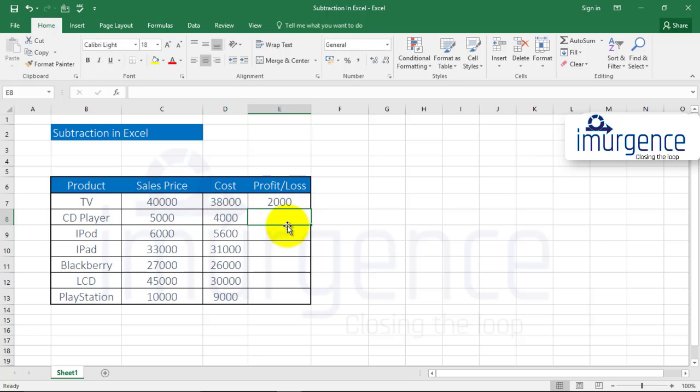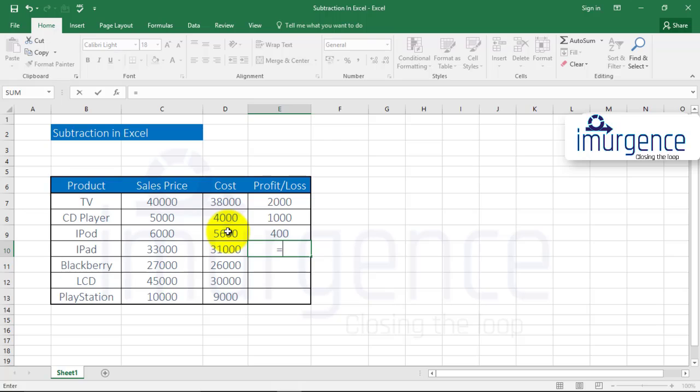This is one way. The other way is you type in is equal to and type in the amount, say 5,000 minus 4,000, and you get it. The answer is 1,000. There's one more way. You can also open the bracket, select this cell, enter the minus symbol, select the other cell, press enter. All right.